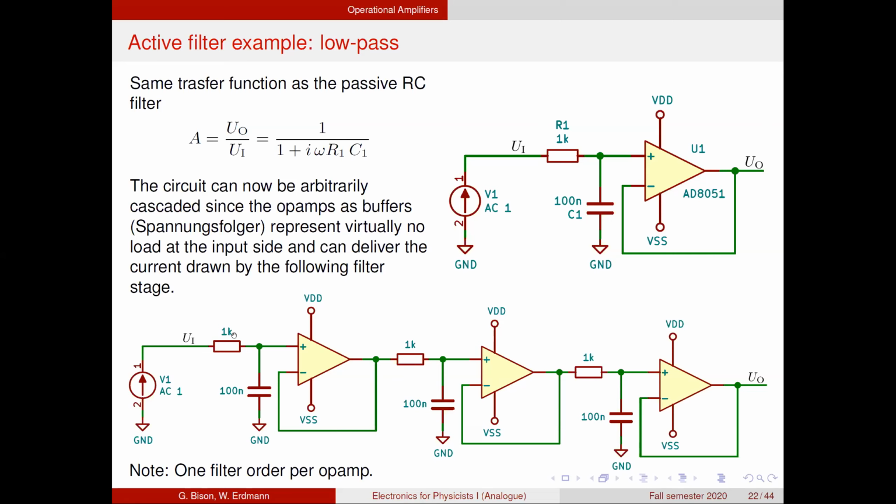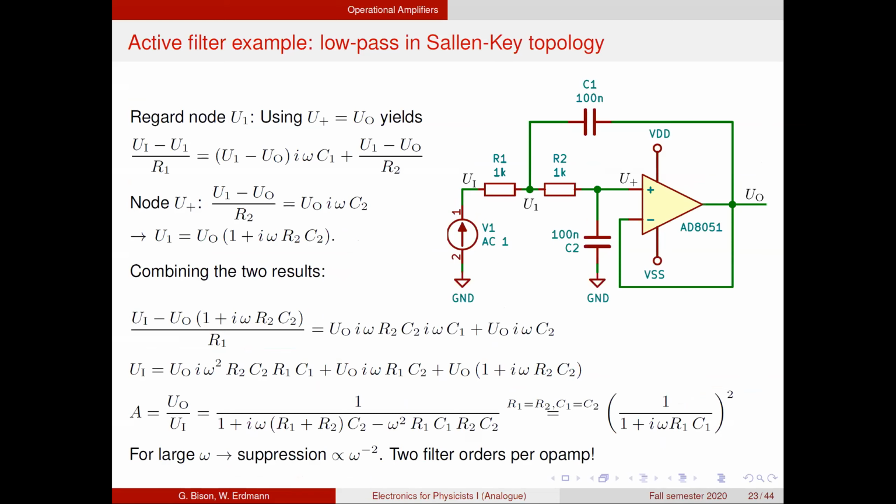So what we get here is one filter order. This we have already seen. A simple RC filter is a first order filter. If we combine it with another RC, we get a second order filter. And if we combine it with a third, we get a third order filter. Between each order, we need one op-amp. Well, this is perfectly fine, but we can do better. There are different filter topologies, and one really common one is the Sallen-Key topology that is shown here. This allows us to improve on that behavior quite a bit.